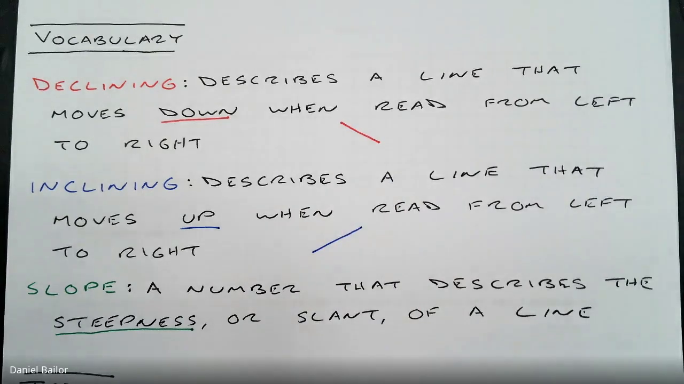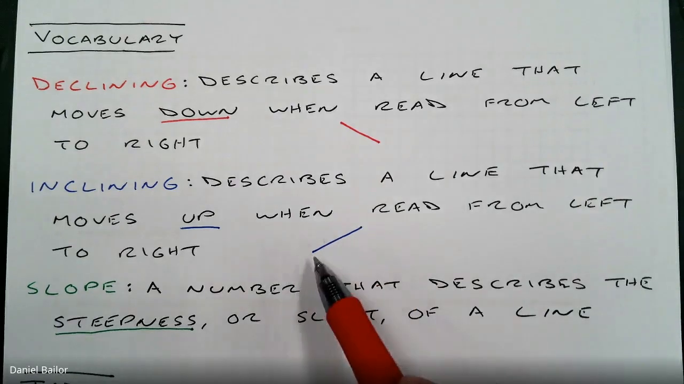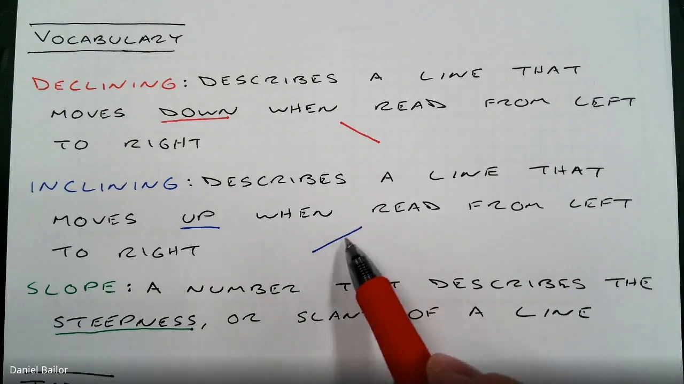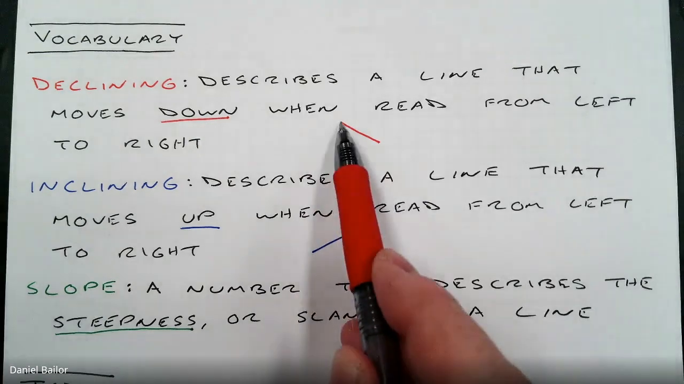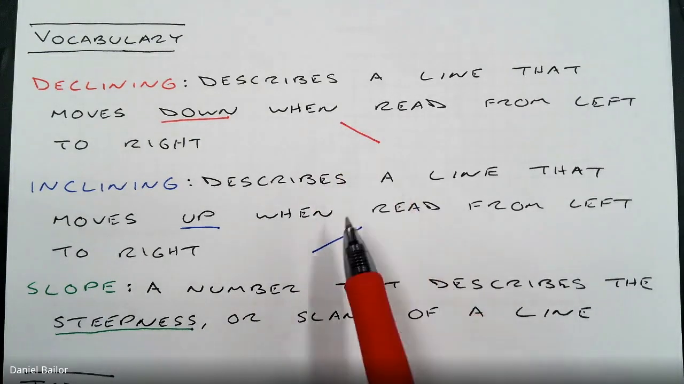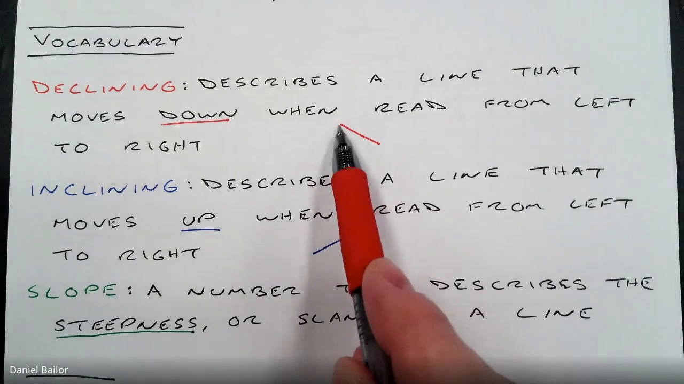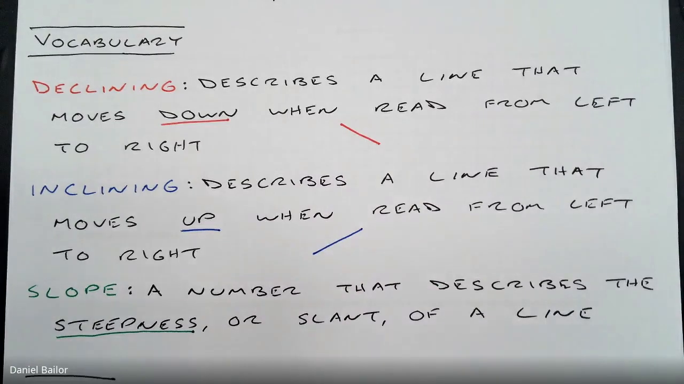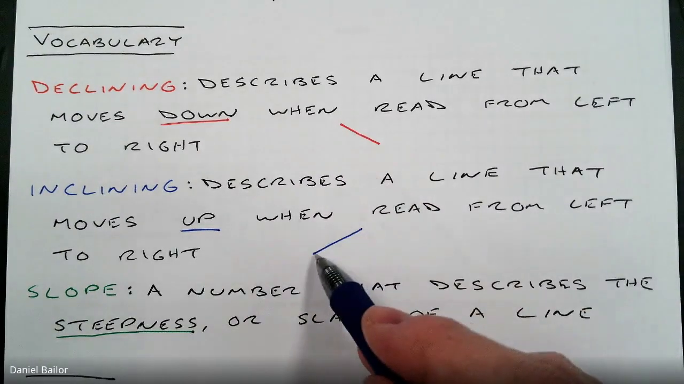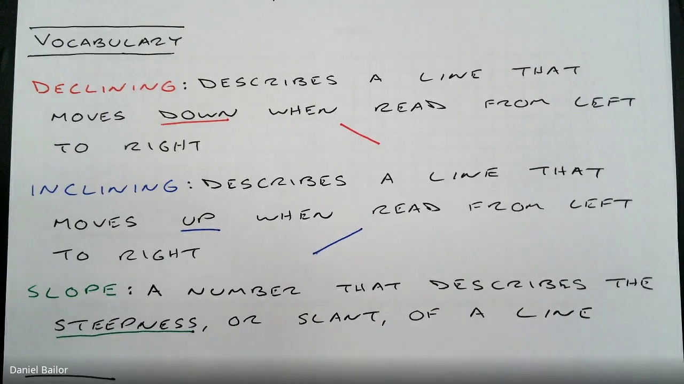Now the opposite of declining is inclining. Inclining describes lines that move up when you go from left to right. If you start on the left and you go down, that's declining. If you start on the left and go up, that's inclining. So that's 2 different types of lines. Some lines are declining and they slide down left to right. Some lines are inclining and they climb up from left to right.